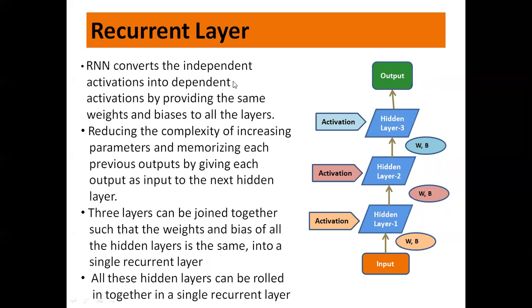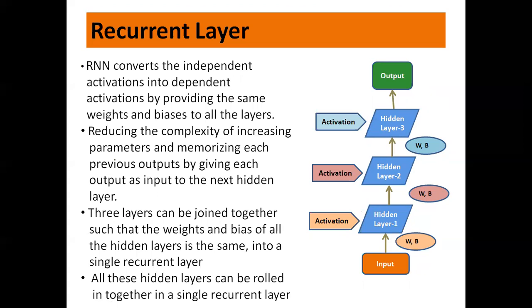So that is where we talk about the recurrent layer, to combine all the hidden layers into a single layer. So RNN converts the independent activations to dependent activations by providing the same weight and bias. Let's see now, it's not W1, W2 anymore. It is just W and it is just B. That means same weight and same bias. Now this reduces the complexity of increasing parameters. Here they were 6, and now they are reduced to only 3.